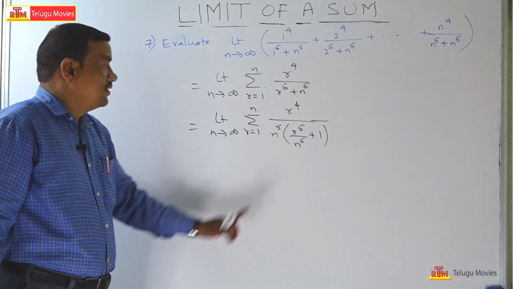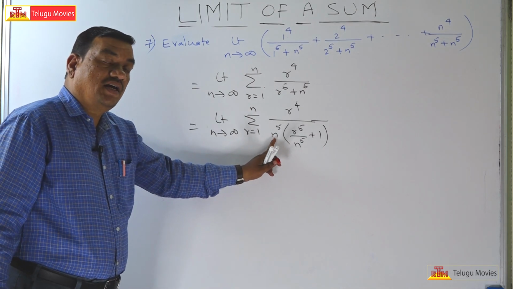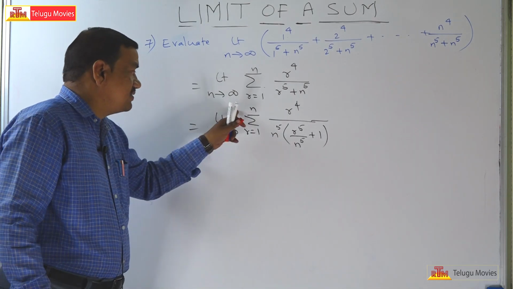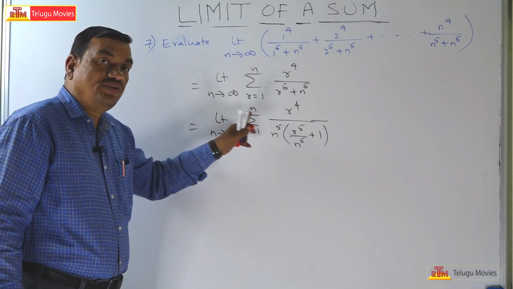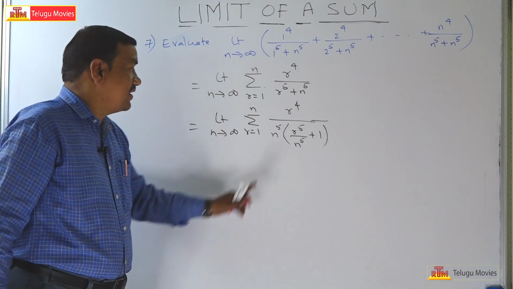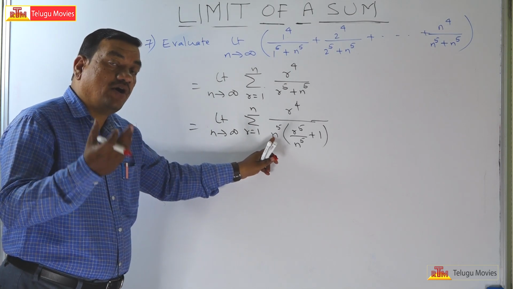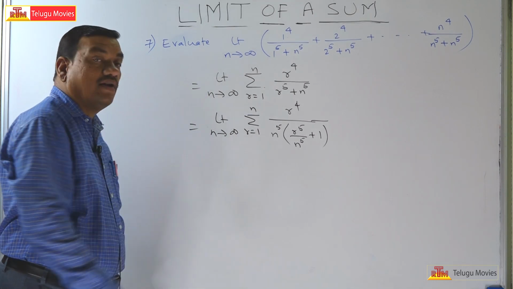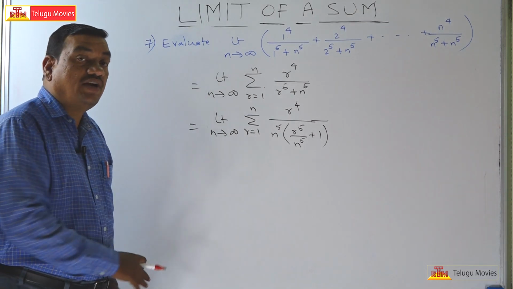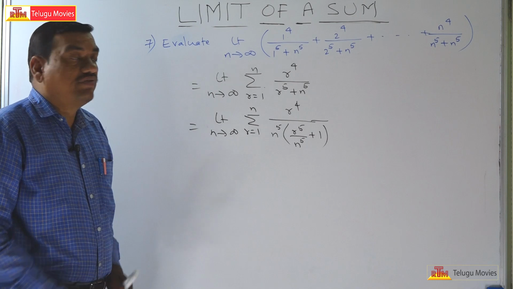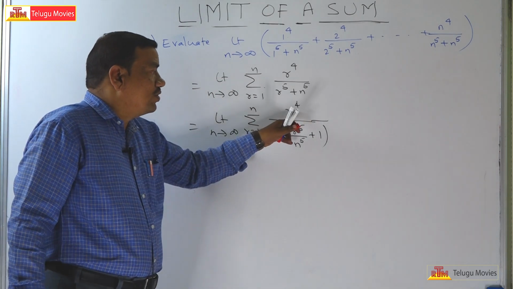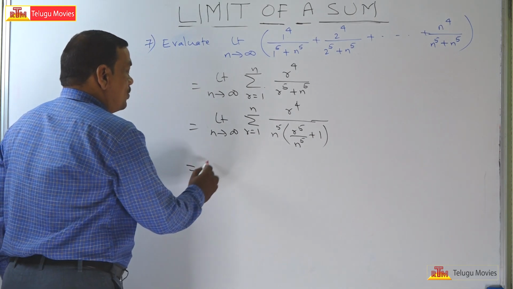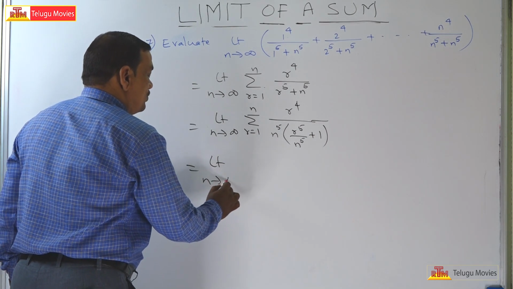Now, here the denominator n to the power of 5 is there. We want one n outside. Why? Because in between these two, 1 by n should be there. So out of the five n's, take 1 by n, one n outside, because we require it. The other four we put in the denominator of r to the power of 4. Now this is equal to limit n tends to infinity.